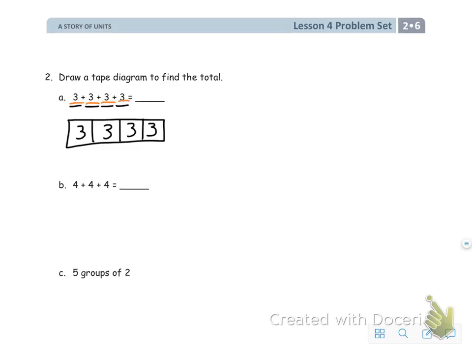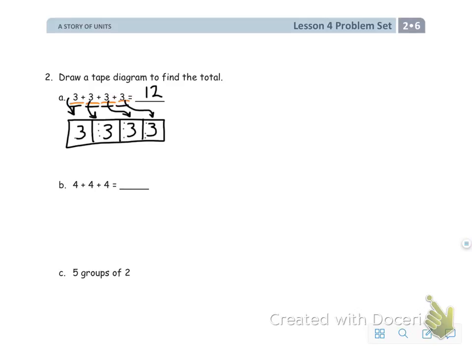And so you can see that this looks exactly like what we did in the earlier problems. The only difference is that we have to draw it ourselves. So each of those 3's goes into one of the boxes. And so we've got 1, 2, 3, 4, 5, 6, 7, 8, 9, 10, 11, 12. So I know that this is going to come out to 12, okay?